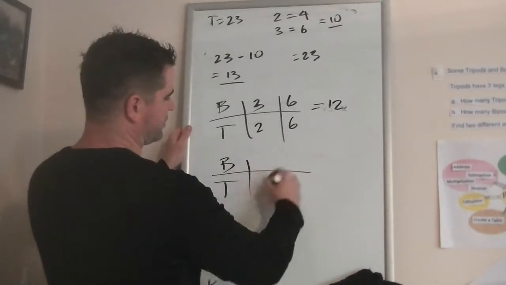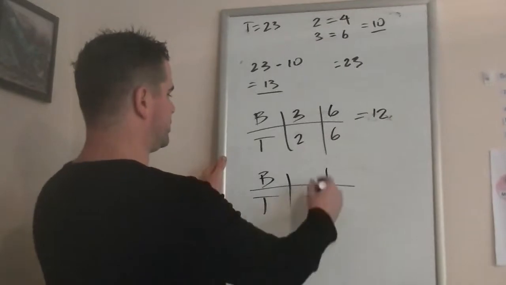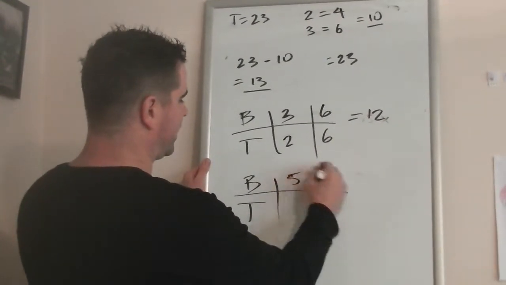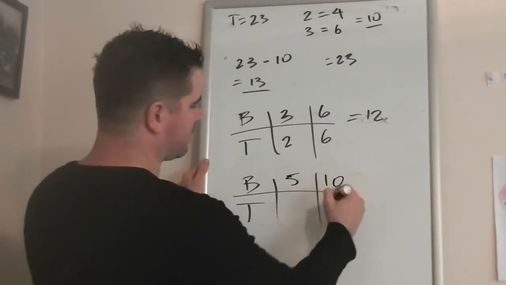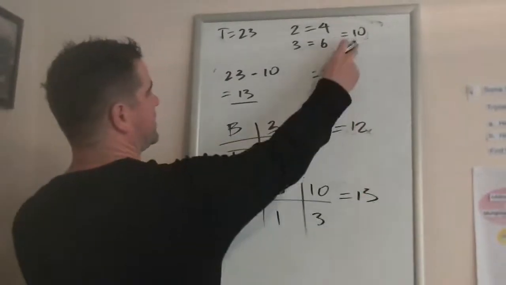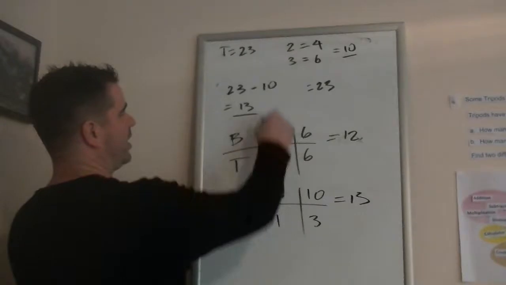Using the same table, it's quite effective as you can see. Bipods, let's go something different. 5, that would equal 10. 1 tripod equals 3, 13, wonderful. So 13 and 10 again equals our total of 23.